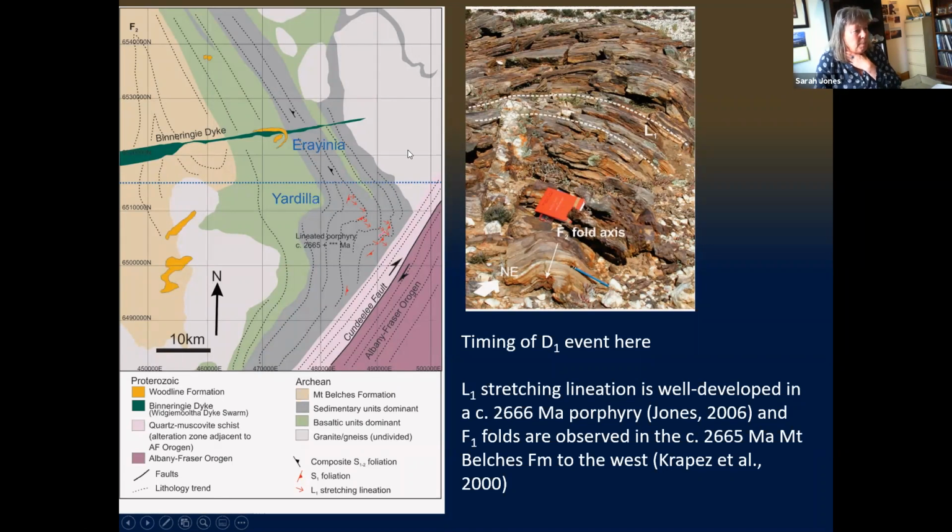And just up the bank from this outcrop, there was a porphyry body, and that strong stretching lineation extends right through the porphyry body, and we've got an age on that porphyry at 2666, which is the same age as the Mount Belcher's Formation, which is also part of that lake basin sequence. So we're seeing deformation where we've got the actual ages at the end of the lake basin deposition.